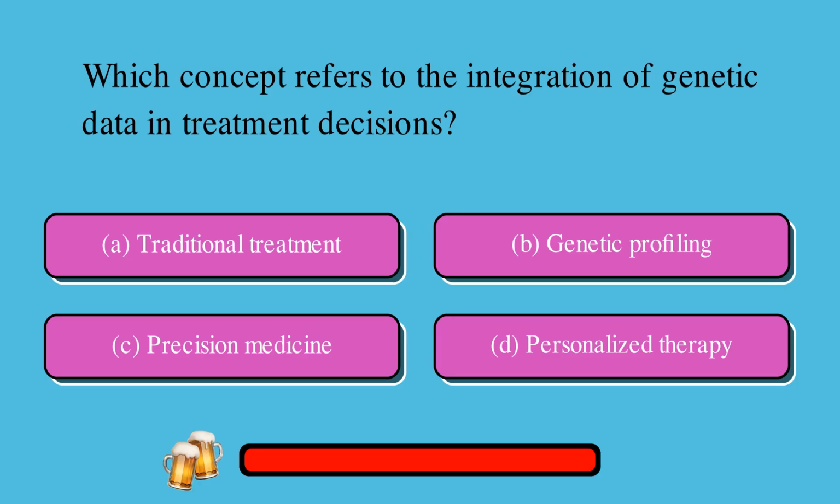Which concept refers to the integration of genetic data in treatment decisions? A, traditional treatment, or B, genetic profiling, or C, precision medicine, or D, personalized therapy? The correct answer is C, precision medicine.